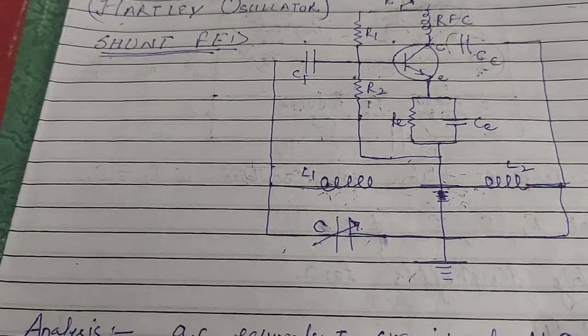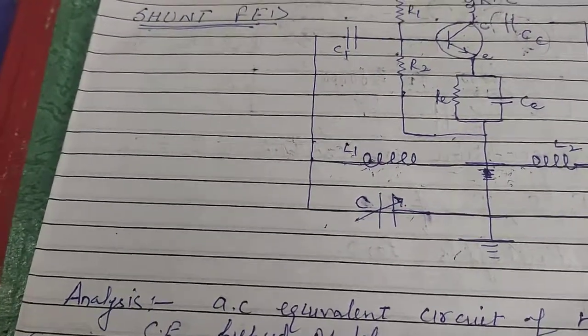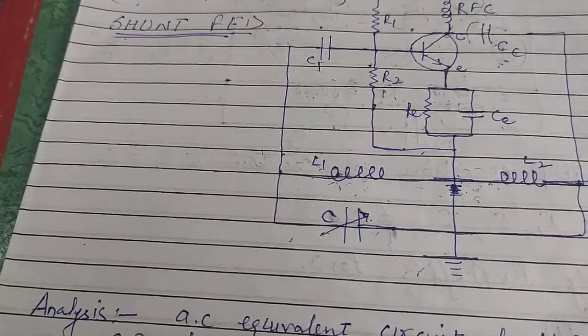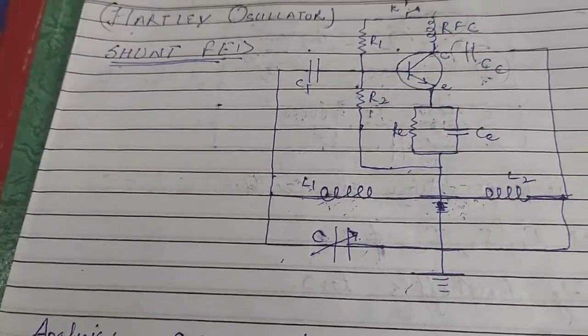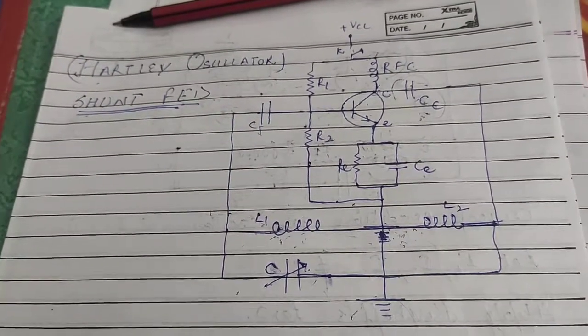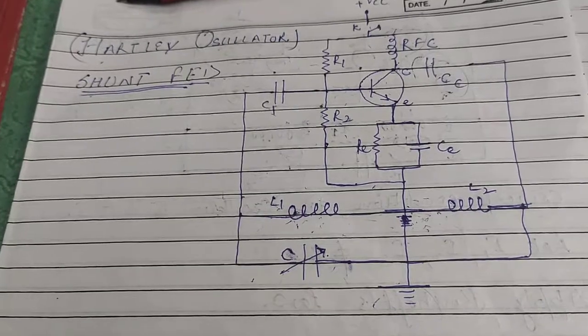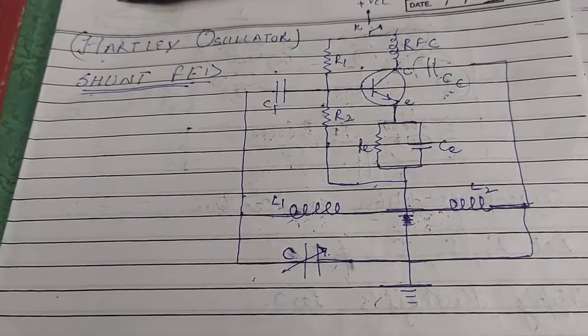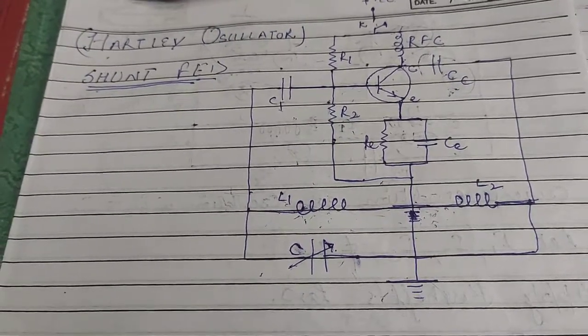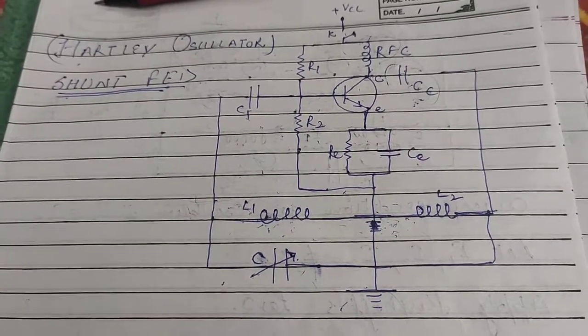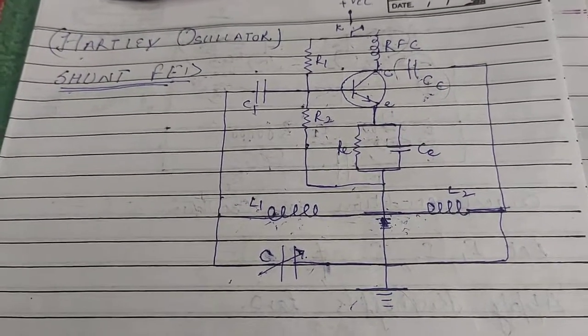First one is that it is very easy to tune, and the second one is its adaptability to a wide range of frequencies. Based upon this, there are two types of Hartley oscillator. One is the series fed oscillator and the second one is the shunt fed oscillator. But in the case of the series fed oscillator, the Hartley oscillator has some disadvantages which we can avoid in the shunt fed oscillator. So today we will discuss the shunt fed oscillator.